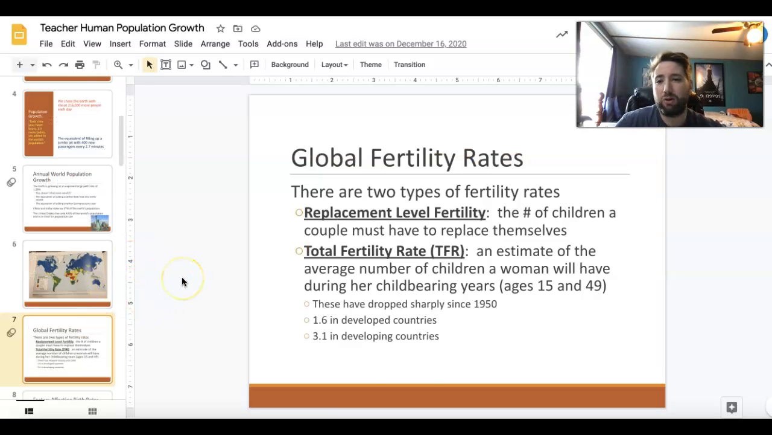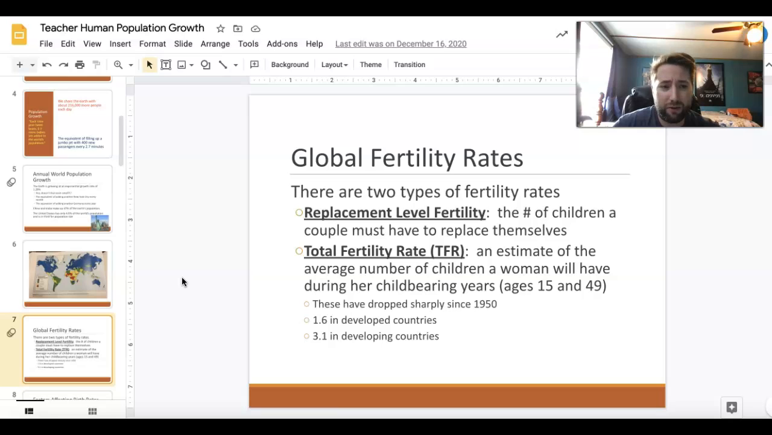All right, so let's talk about global fertility rates. If you've taken AP Human Geography, then you probably know a ton about these different things about demography and human population growth. Replacement level fertility is basically the number of children a couple has to have to replace themselves. So it's basically two. The total fertility rate is an estimate of how many children a woman is going to have during her childbearing years. And again, childbearing years are going to be 15 to 49. These have been dropping dramatically since 1950.